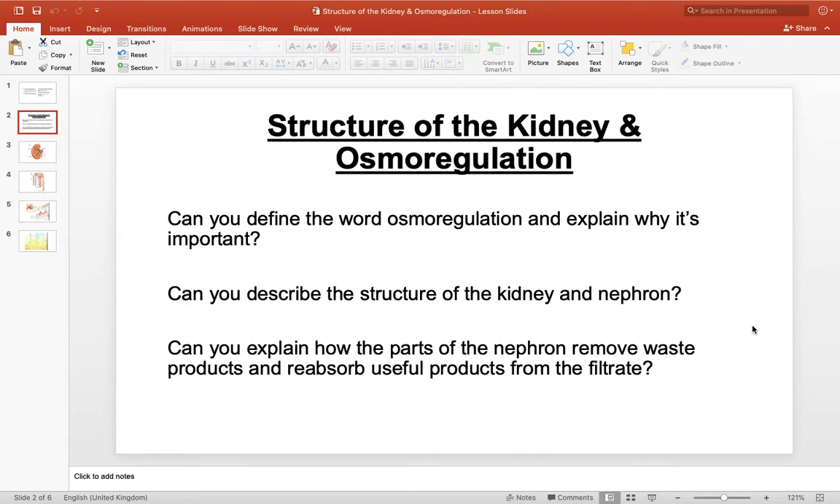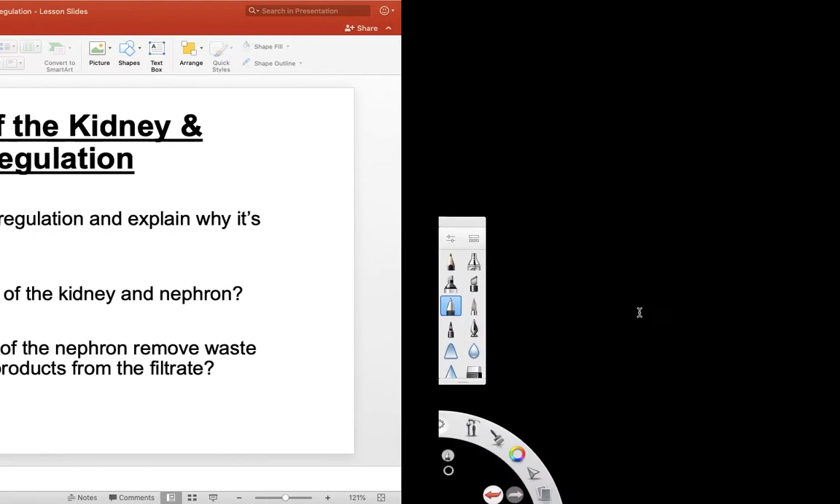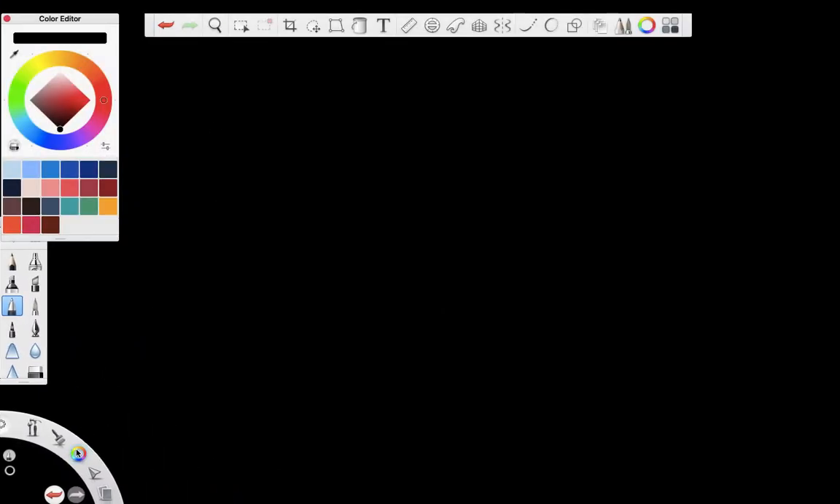By the end of this lesson, you should be able to define the word osmoregulation and explain why it's important. You should be able to describe the structure of the kidney and the nephron. And you should also be able to explain how parts of the nephron remove waste products and reabsorb useful products from the filtrate. So let's start today's lesson with a keyword.